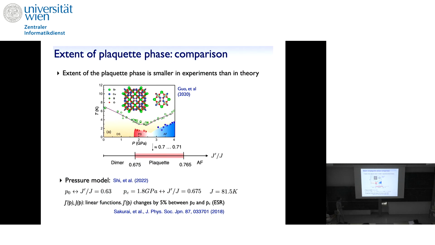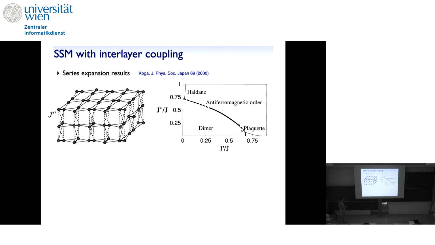Now, if you look at the extent of the plaquette phase predicted from experiments and convert pressure into J prime over J, one finds that the prediction from experiments has a value here which is much smaller than the prediction from theory. Okay, now the natural way to understand this discrepancy is the lack of interlayer coupling in the model, which is neglected in the standard 2D Shastry-Sutherland model. And this was already discussed in this paper here by Koga in 2000.